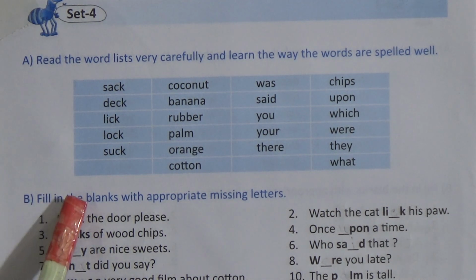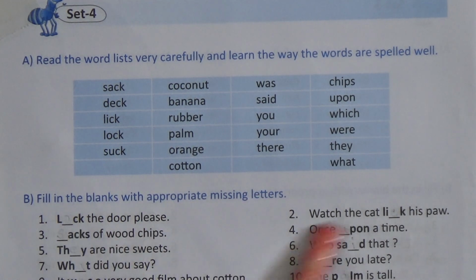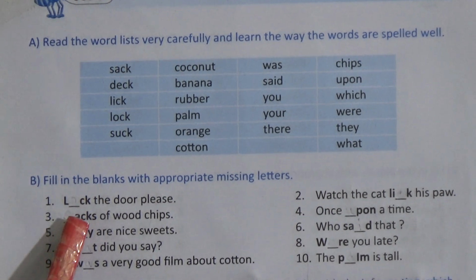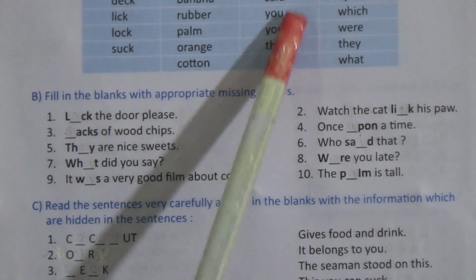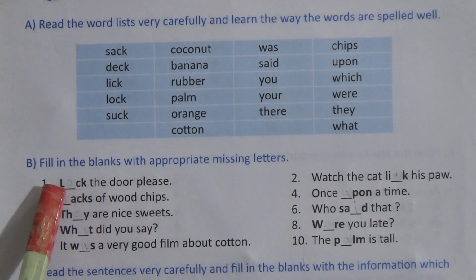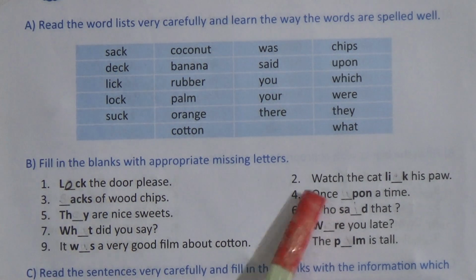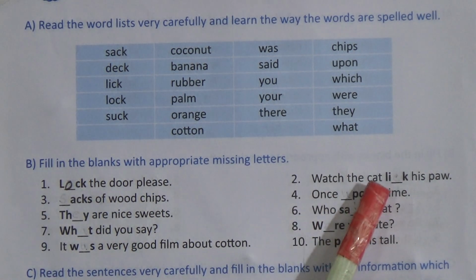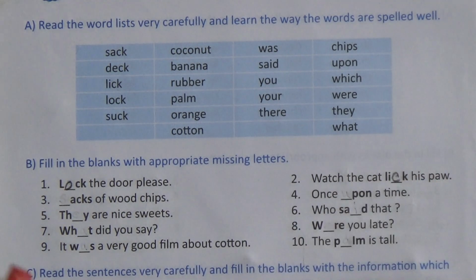In B, fill in the blanks with appropriate missing letters. That means you have to fill up these gaps with appropriate letters, and you will find those words here. So number 1, gap the door please. Here it would be lock, L-O-C-K, lock. Number 2, was the cat lick his paw, L-I-C-K.